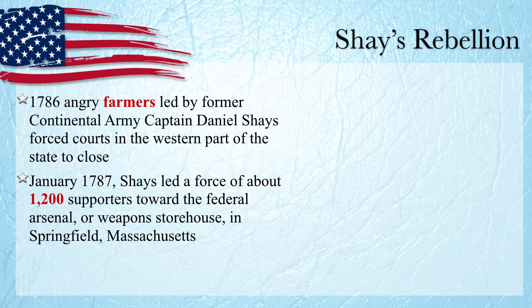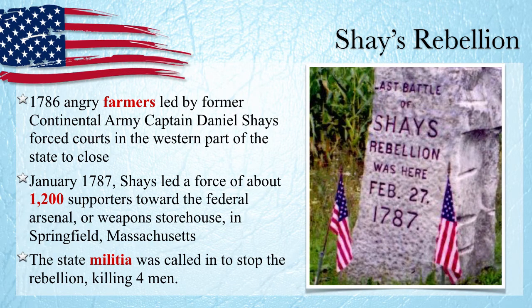An arsenal is where they keep weapons, in Springfield, Massachusetts. They had one, so that's where they led them. And so it's just really causing a lot of problems. Well, they brought in the state militia. The state militia actually fired over their heads initially, but it did not stop the rebellion. So they started firing again, ended up killing 4 men. And that's where it ends. You see there a picture of where the last battle of Shays' Rebellion was. There's a little tombstone to commemorate that. February 27th, 1787. There's a lot of sevens in there, so you get a little tongue-tied.